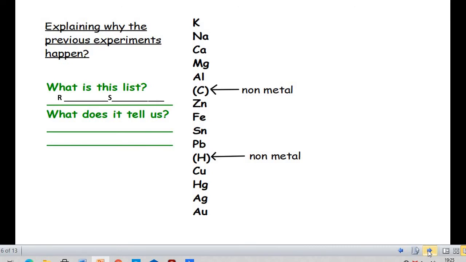If you look at this list, they're symbols of metals. There's a few non-metals in there, and as we go through the book, we'll find out why they're in there. But this is a list, and you can see at the top you've got K, at the bottom you've got Au. Try and work out what this list is telling us and what the list is called.